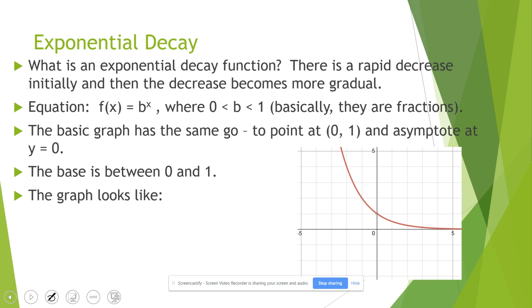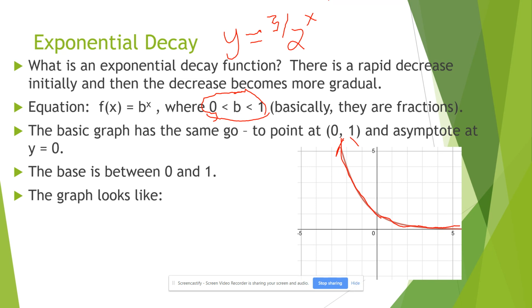Exponential decay. So decay starts off with a very rapid decrease, and then it slows down. Our base is between 0 and 1. So basically, the base is a fraction, but be careful, because if I have y is equal to the 3/2 x power, 3/2 is more than 1. So you still have to pay attention to the base to make sure that your fraction is less than 1. Still has that same go-to point at (0, 1), and still has that asymptote at y equals 0.